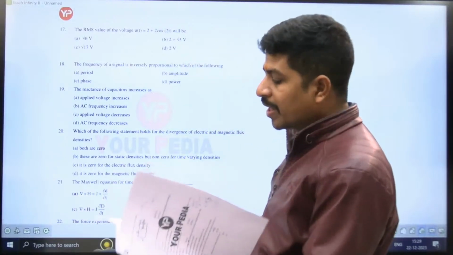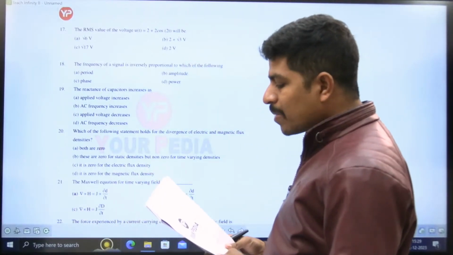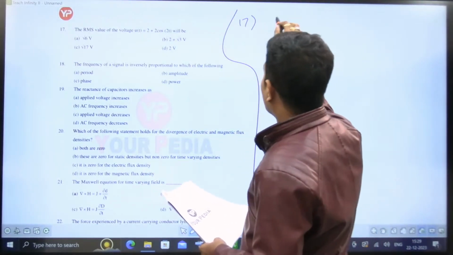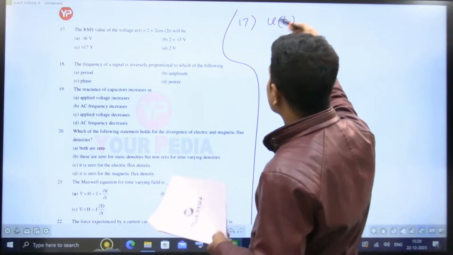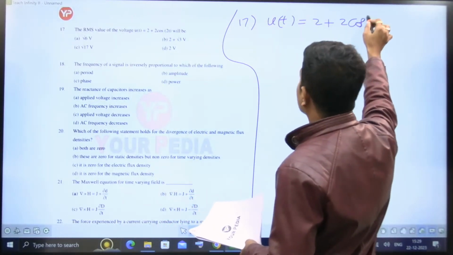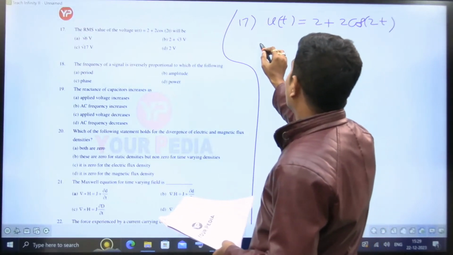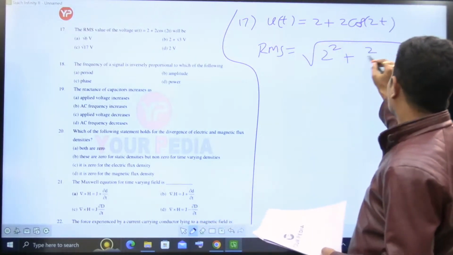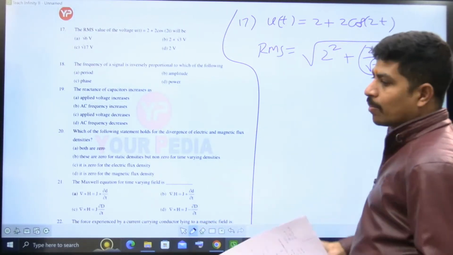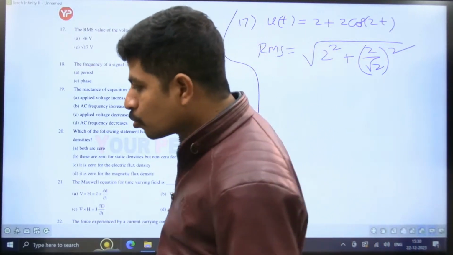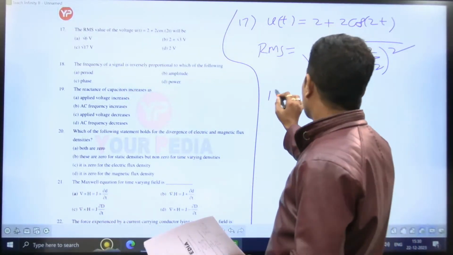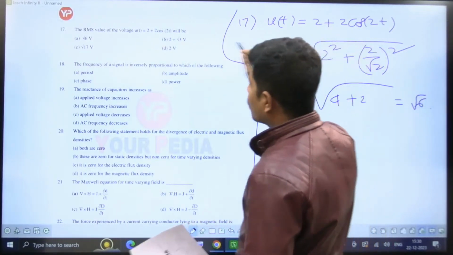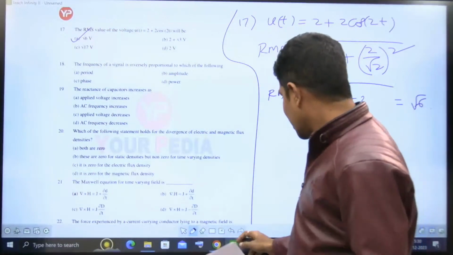The next question, let me read it loudly. It is asking about the RMS value of the voltage. Question number 17 I am solving. He gave v of t, the voltage, as 2 plus 2 cos 2t. Its RMS voltage is equal to the square root of DC squared plus the RMS value of the AC part, which is 2 by root 2 whole squared. This is the formula. So the RMS value is equal to root of 4 plus 4 by 2, which is root of 6. The option is A. That's very simple, right?